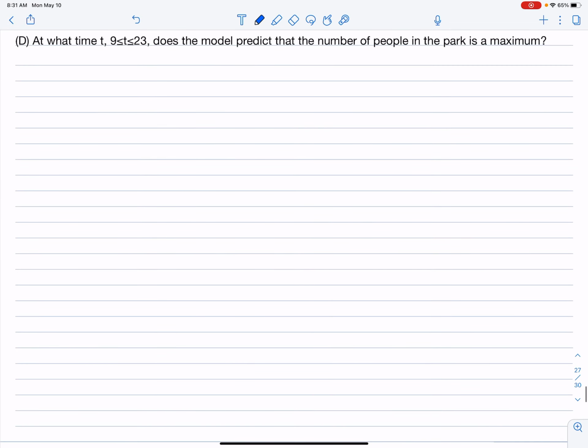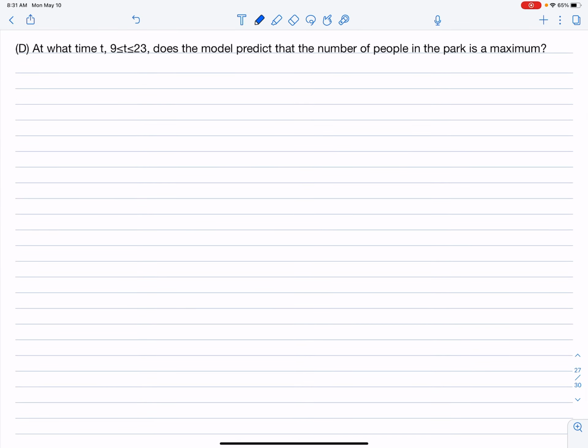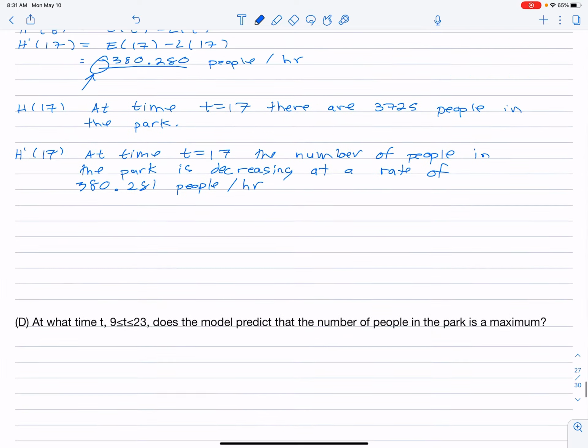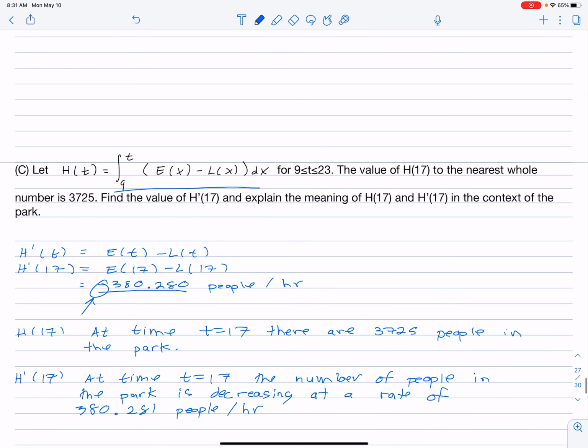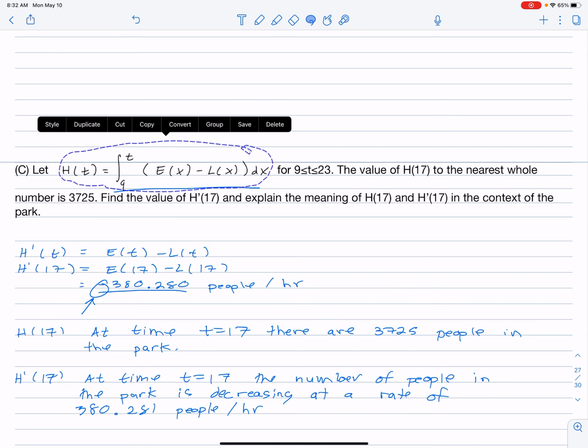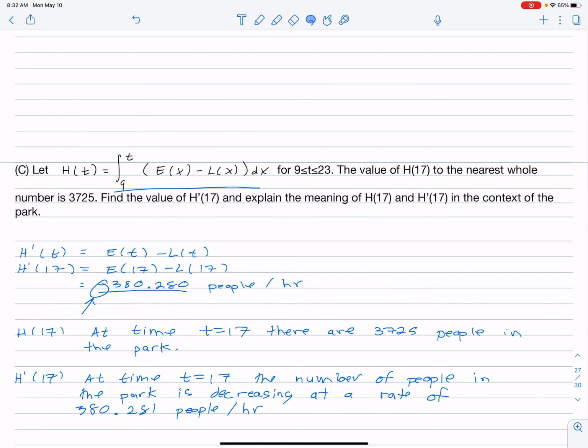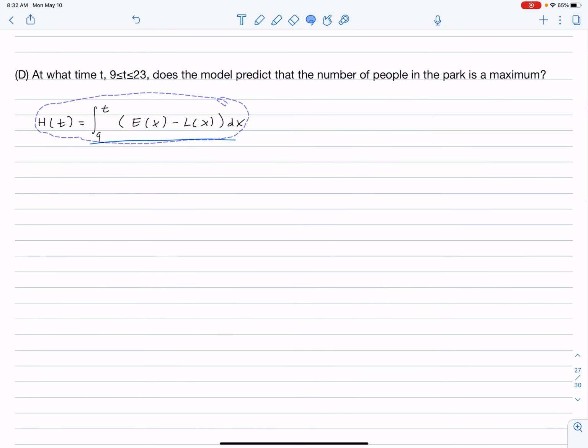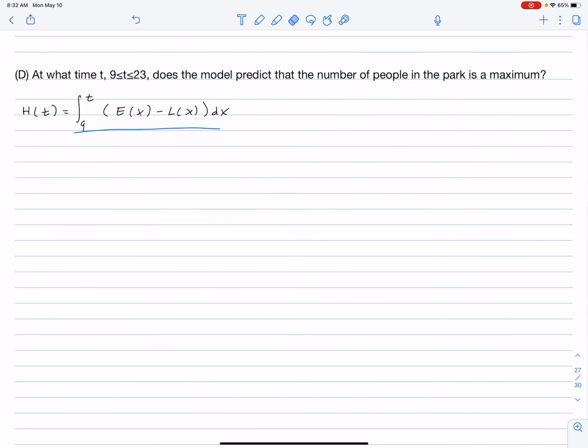Let's move on to letter D. At what time does the model predict when we're at a maximum? So again, our model, the model that they gave us, and I'll just grab this again. Sorry, I'm trying to grab this for you guys. So this is our model, and they want to know when this is at a maximum. So of course we take the derivative of this.